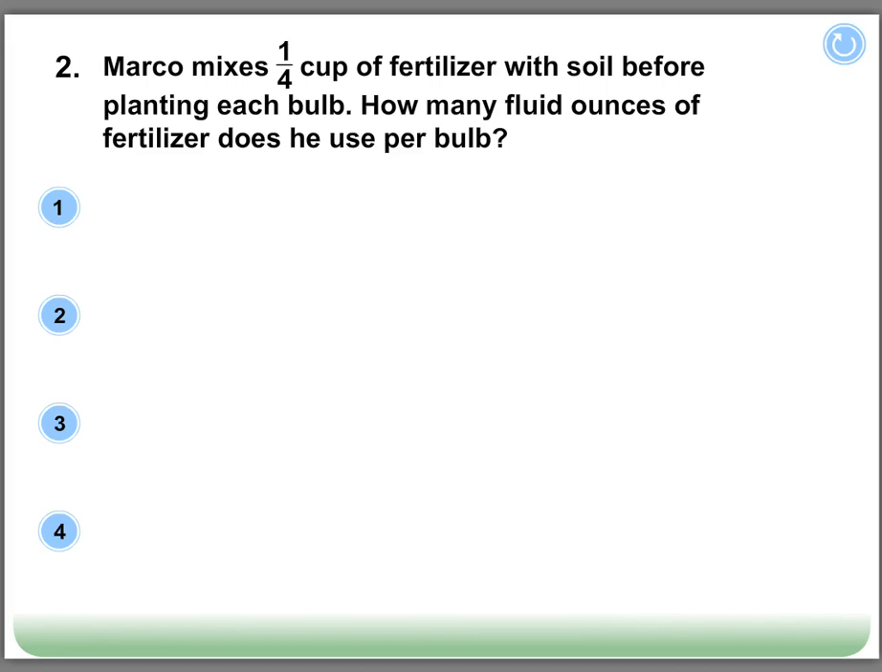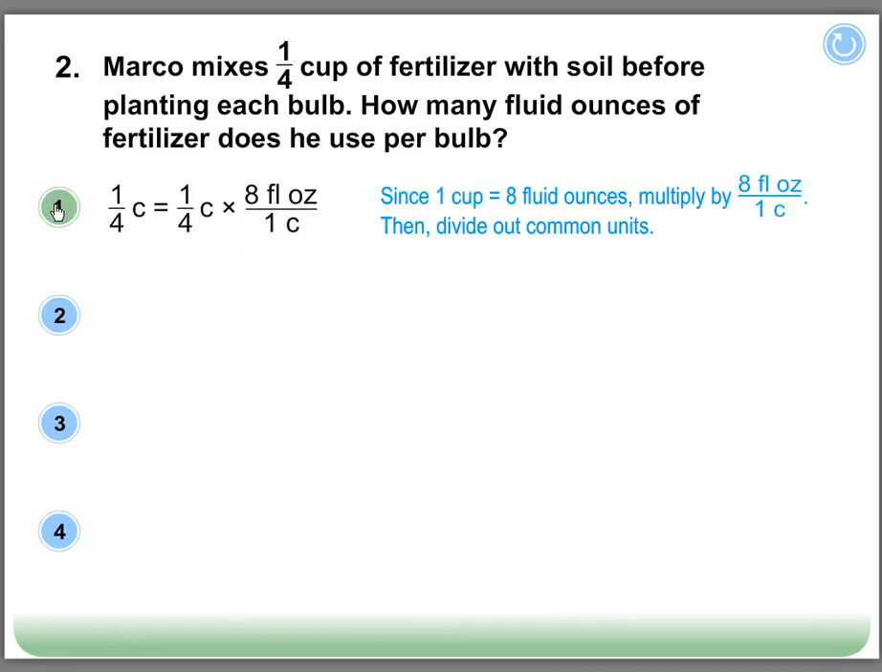Marcos mixes 1/4 cup of fertilizer with soil before planting each bulb. How many fluid ounces of fertilizer does he use per bulb? So 1/4 cup equals 1/4 cup. There are 8 fluid ounces per cup, so our unit ratio is 8 fluid ounces over 1 cup.